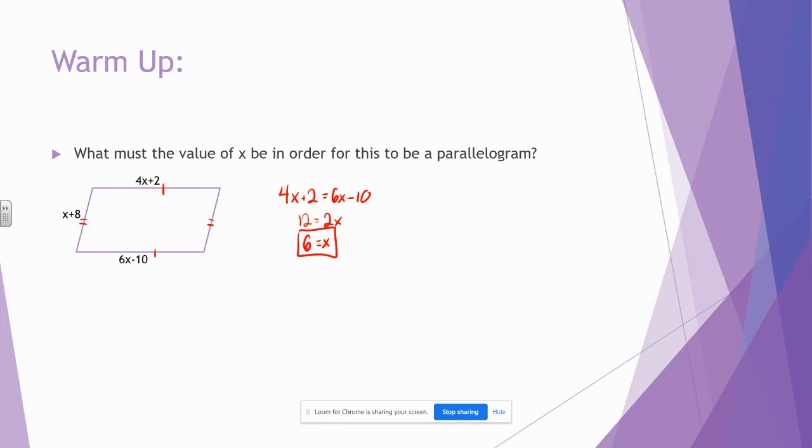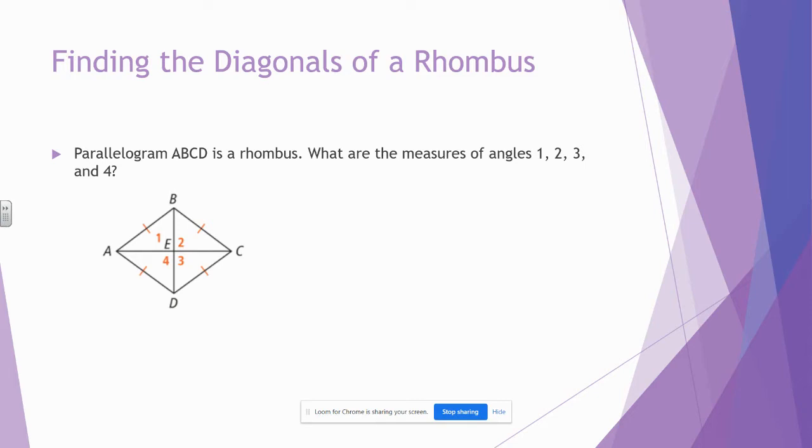So now that we are warmed up to parallelograms and getting back in that mindset, we want to find the diagonals of a rhombus here. We are told that ABCD is a rhombus, and we want to find the measures of angles 1, 2, 3, and 4. Since we have a rhombus, we know all four sides are congruent, and that is marked on there with the little tick marks.